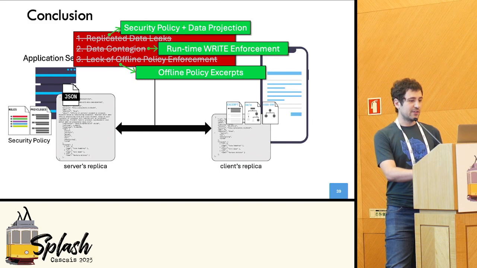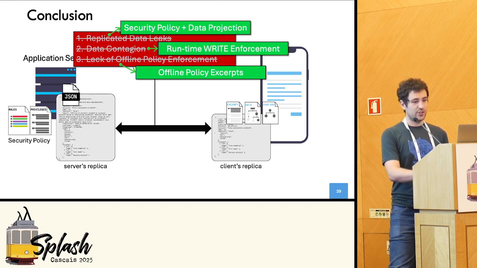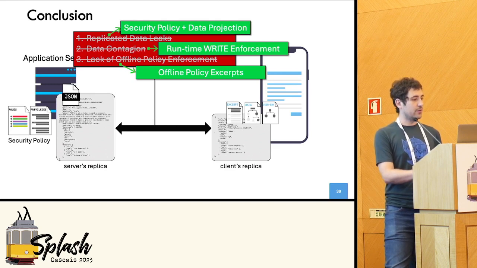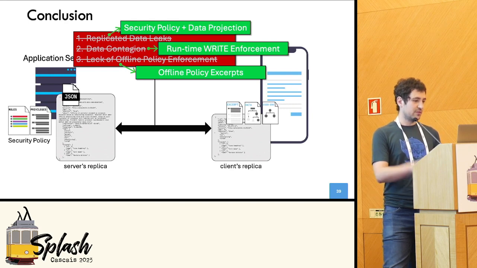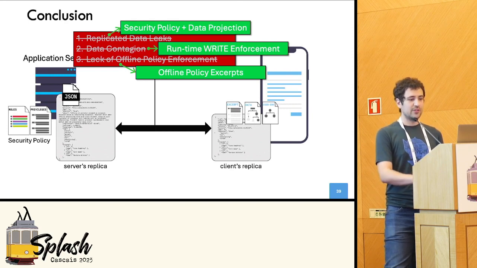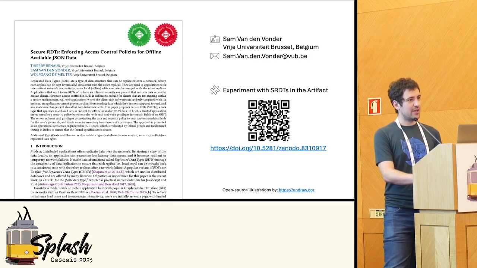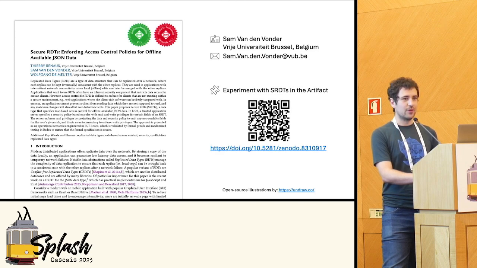But using RDTs, replicated data leaks are solved via security policy projection and data projection. Data contagion is solved via runtime write enforcement. And the lack of offline policy enforcement is solved by making security policy excerpts available offline. So finally, if you want to experiment using RDTs, do check out the paper and our reusable artifact.